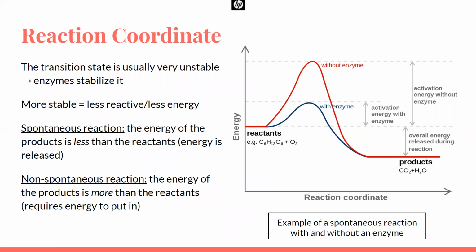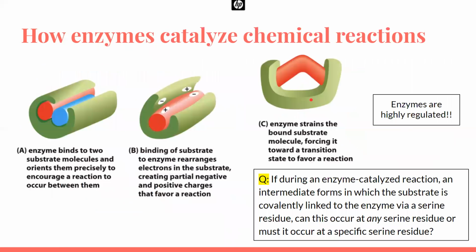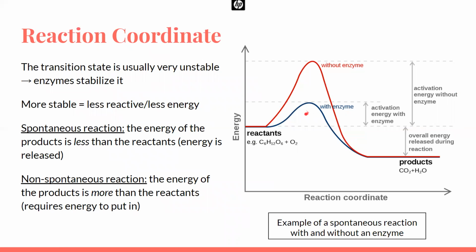So this is that reaction coordinate. Remember that enzymes stabilize the transition state, which would be located somewhere around here. When you stabilize something, you're decreasing the energy of it. It makes it easier for this reaction to go over this hump because now it's lower. So more stable means less reactive, or less energy.